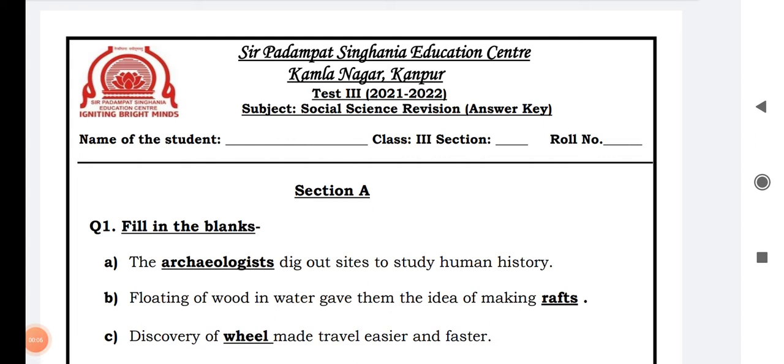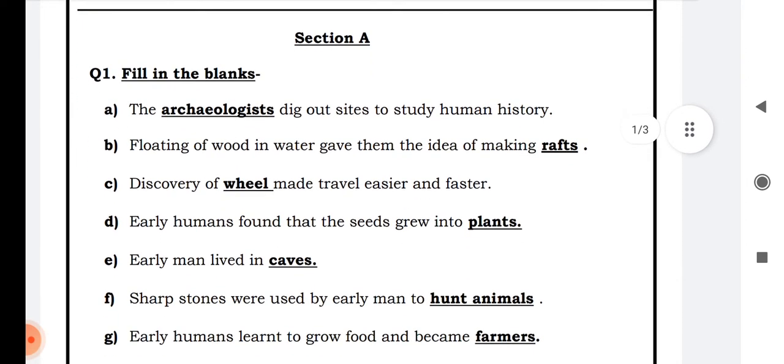And today we are going to start the revision of the chapters which are coming in your test 3. So let's start a revision. As we all know, your test paper will be divided into two sections, section A and section B. Section A will be objective and section B will be your subjective. So let's start the revision of section A.